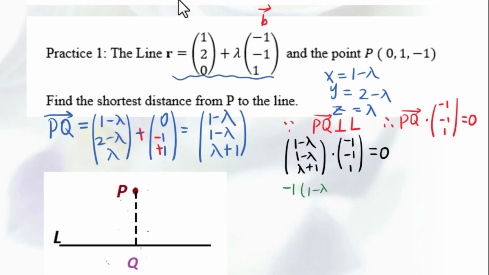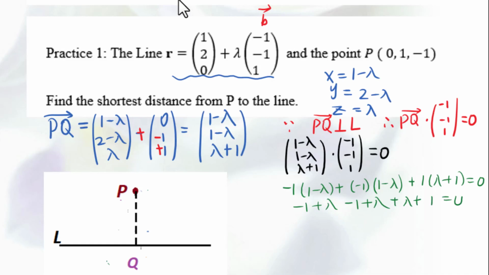-1 times (1 minus lambda) plus -1 times (1 minus lambda), then plus 1 times (lambda plus 1) equals 0. That gives -1 plus lambda minus 1 plus lambda plus lambda plus 1 equals 0. So 3 lambda minus 1 equals 0, and lambda equals 1 over 3.